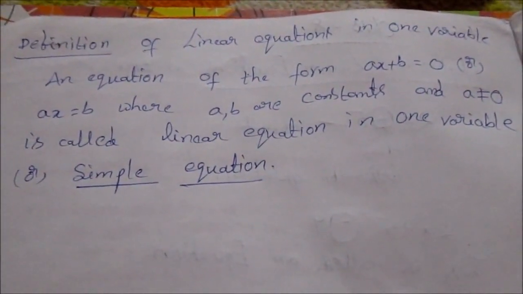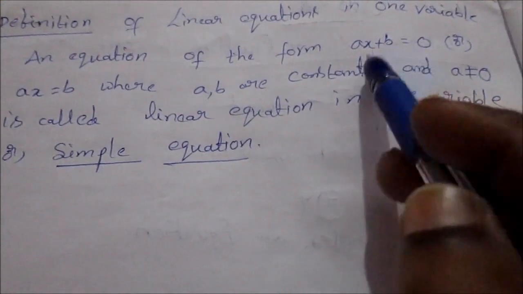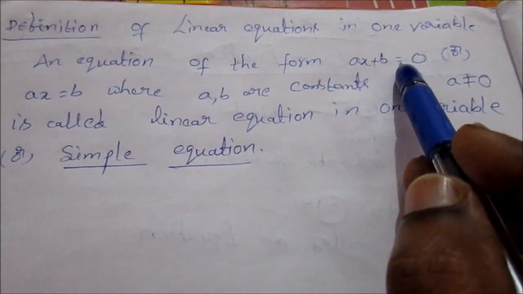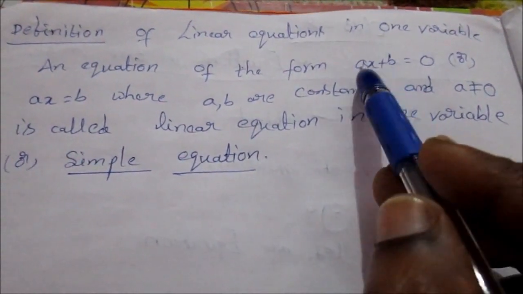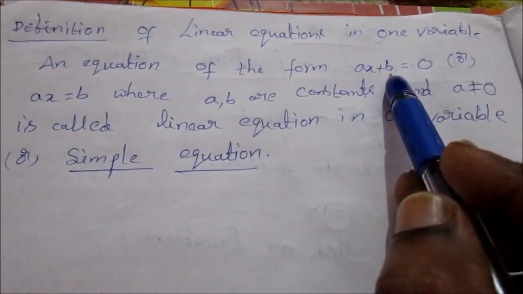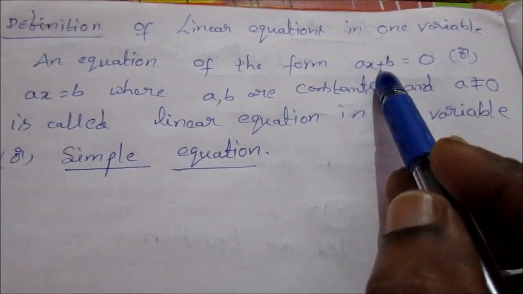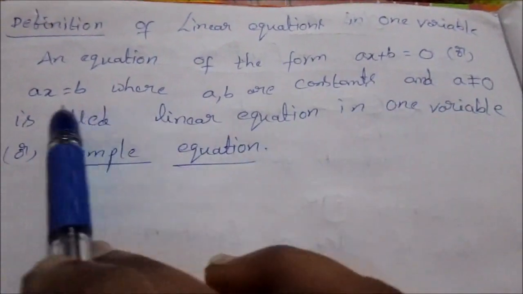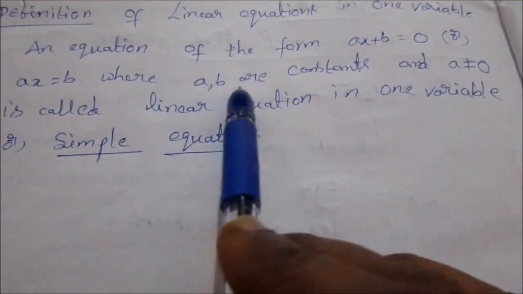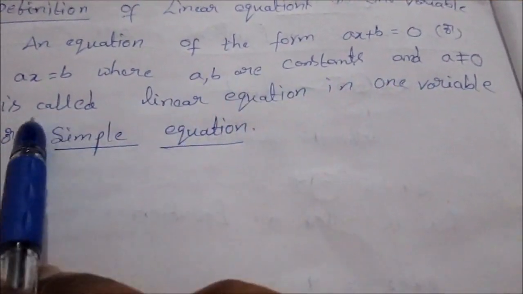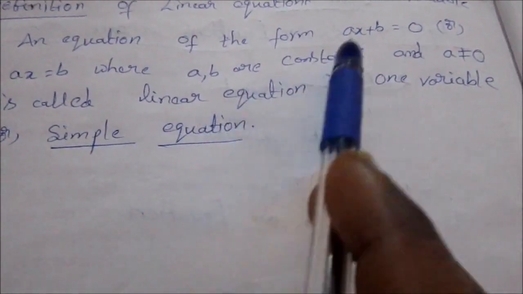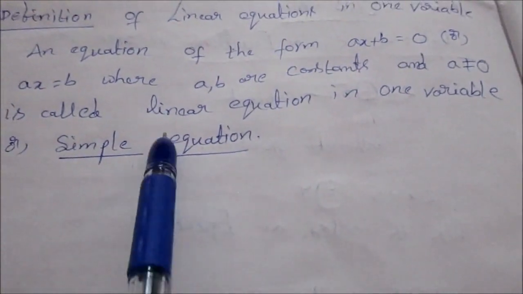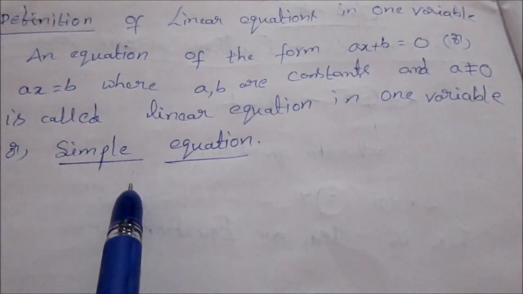An equation of the form ax plus b equal to 0. It has the equal to symbol, that's why it is called an equation. x is a variable, b is a constant, and it involves the addition symbol. So ax plus b equal to 0 or ax equal to b, where a, b are constants and a is not equal to 0, is called a linear equation in one variable, that is x, or a simple equation. This is how we can define a linear equation or simple equation.